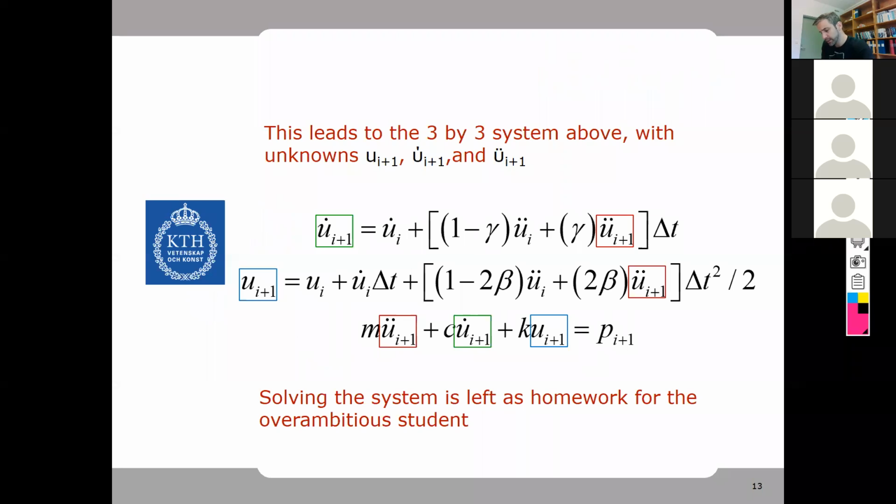As in all previous cases, this assumes that we already know the properties of our structure. It assumes that we have chosen a delta t. Further, it assumes that we have chosen a gamma and the 2 beta factor. And it assumes that we know the loads for all times, okay? We need all these things in order to calculate this.